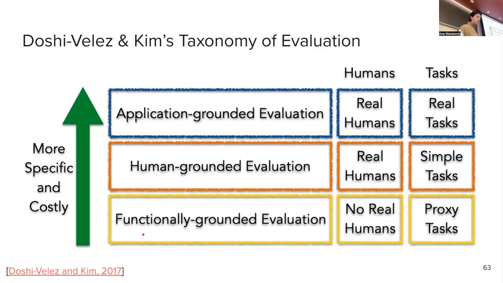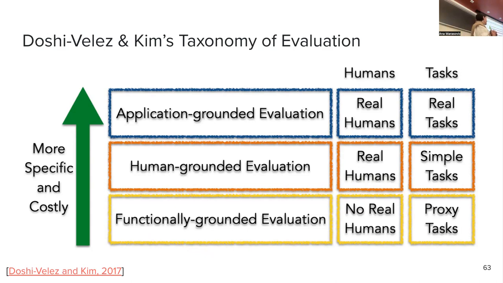Okay, so that covers all the methods. When we came back from the fall break, we then focused on the evaluation. And a lot of the evaluation we have talked about through this overview, but also in the first part of the course, was this functionally grounded evaluation, where we don't have actual people, or they are not doing the actual tasks they will be doing in the real world, where they will get these explanations and then these explanations might benefit them.